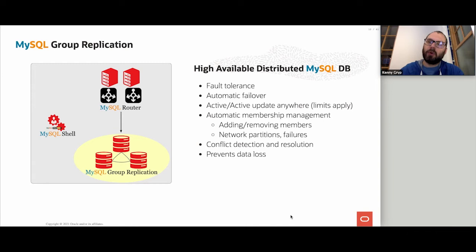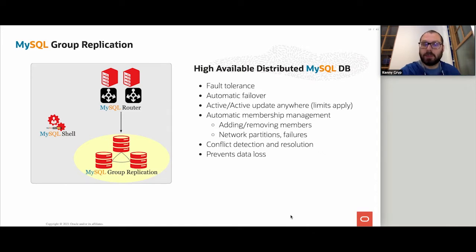Now, to go a bit more in depth on what group replication is. Group replication is the highly available distributed MySQL database, and it provides the features as listed here. So automatic failover, network partition handling. It does conflict detection and resolution, meaning that you can have multiple primaries, not just one primary and multiple secondaries. So you can have all of them be primary. They can all write transactions. The group will do the conflict detection and resolution.